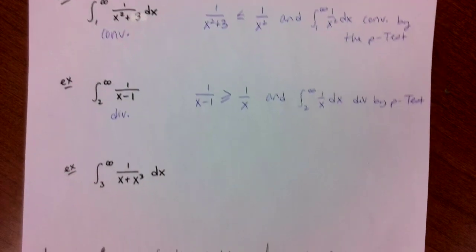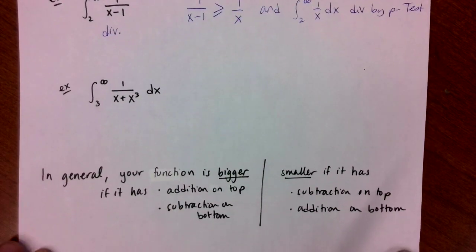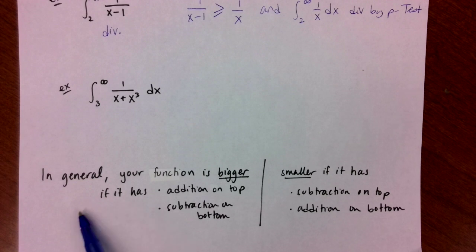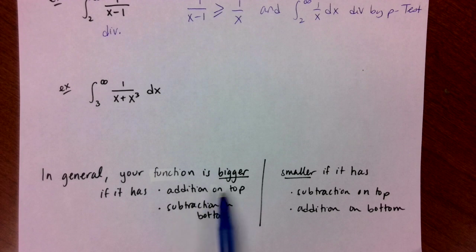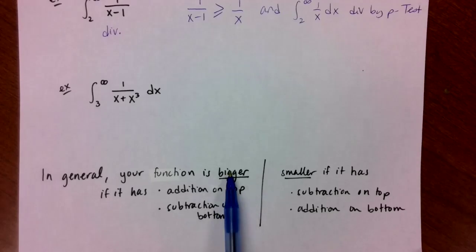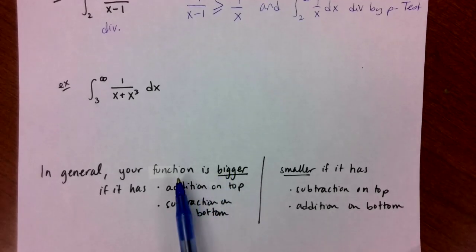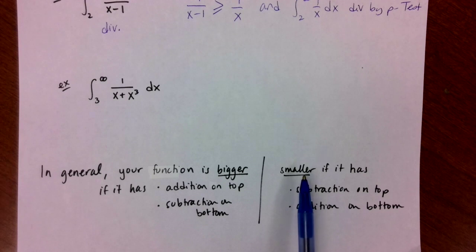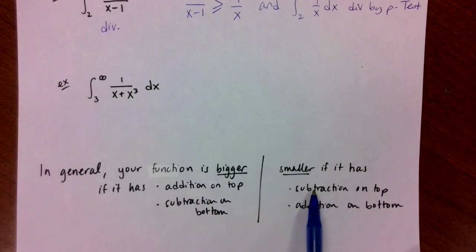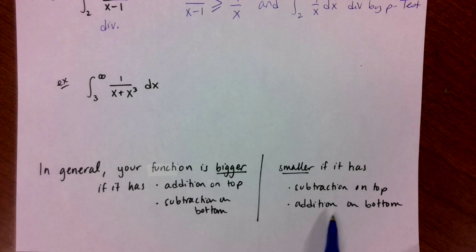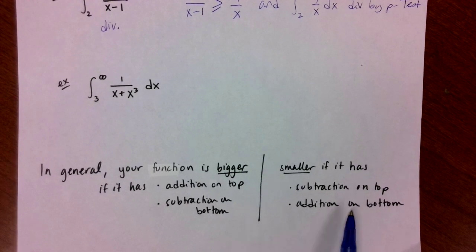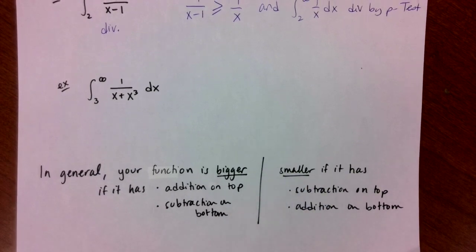Now at the bottom of the page here, I have just a little summary of what I'm doing with these fractions. In general, your function is bigger if it has addition with extra stuff on top or subtraction on the bottom, because the smaller denominator would be the bigger fraction. Or your function is smaller if it has subtraction on the top, because then you're just taking away, or if it has addition on the bottom, because the bigger denominator is the smaller fraction.